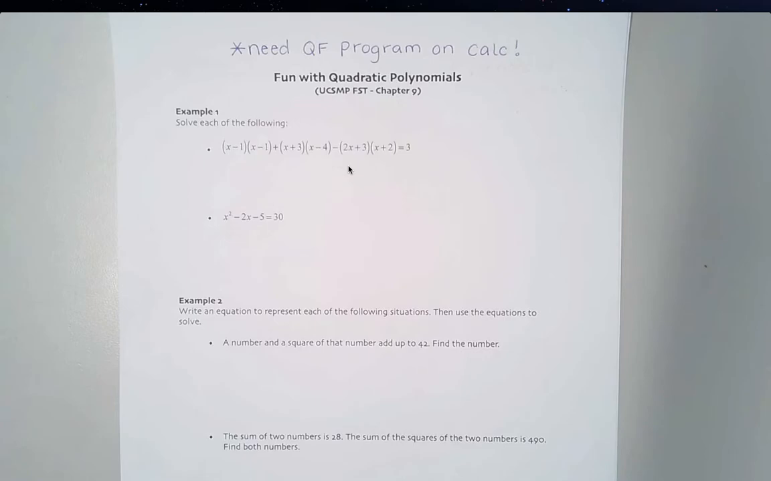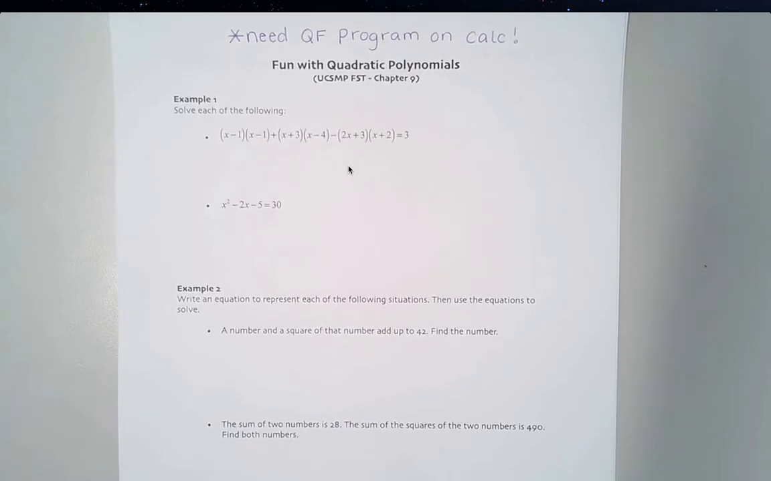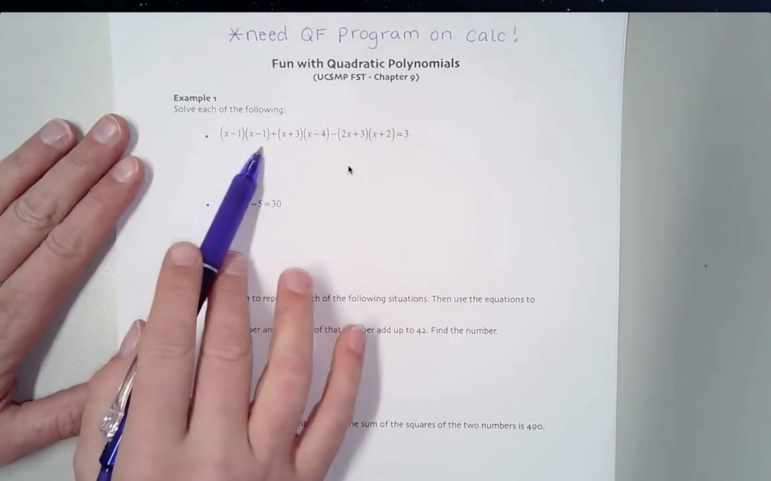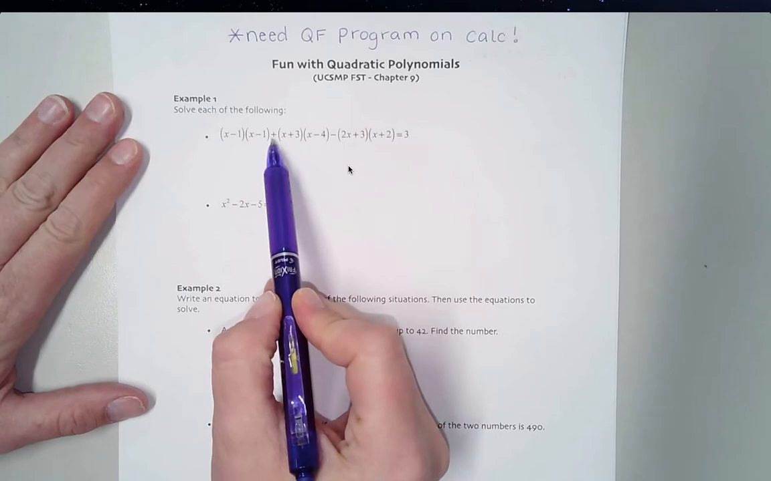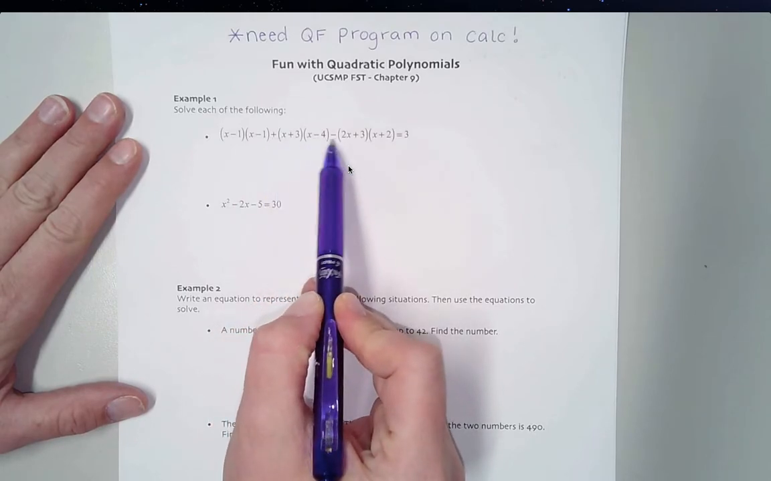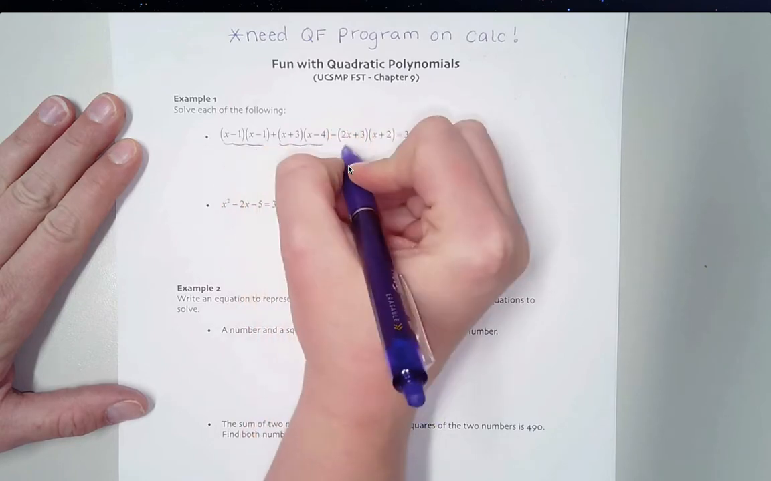Okay? So, looking at this first one, if you just go with your instincts and think about what needs to be done here, probably you would start doing a whole bunch of FOIL. And you will notice that you've got pluses and minuses here, so we're going to keep all of those things separate. Okay, so we're going to FOIL all of these together.